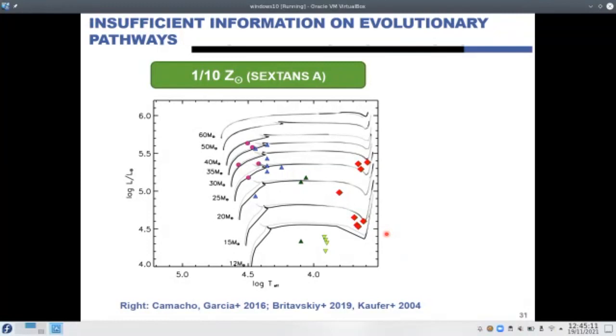Okay, so I go back to the HR diagram, and this is the HR diagram of Sextans A. The 150 stars that we have found are not here because we are still working on determining the stellar parameters for these stars. And what we see here is that we have some OB type stars, we have red supergiants, but there is no way to establish a connection through evolution between one point or another. We need more points, so we still need to keep working on this.